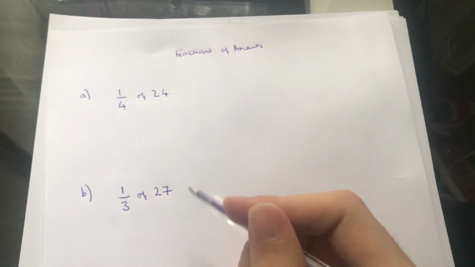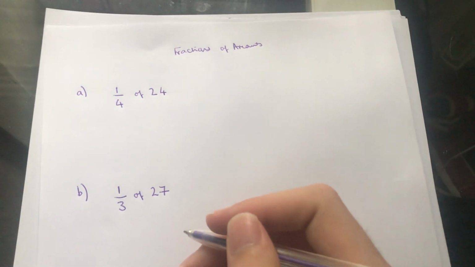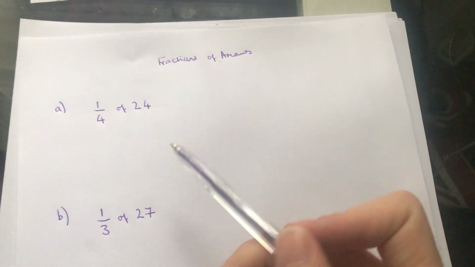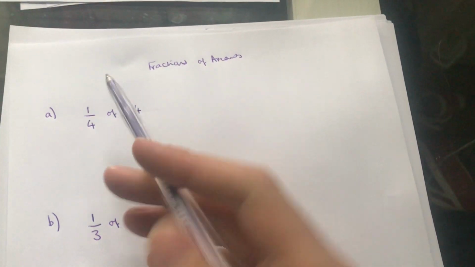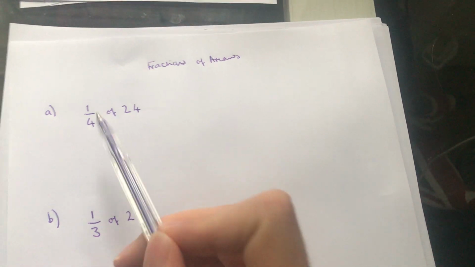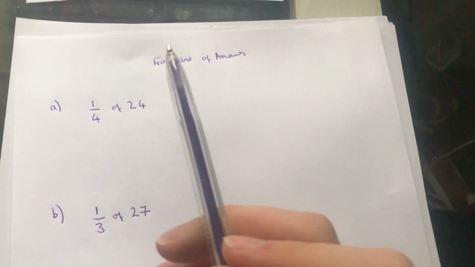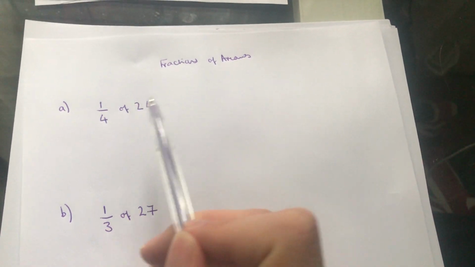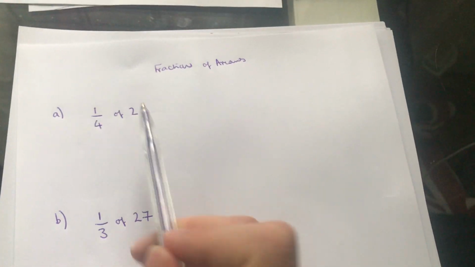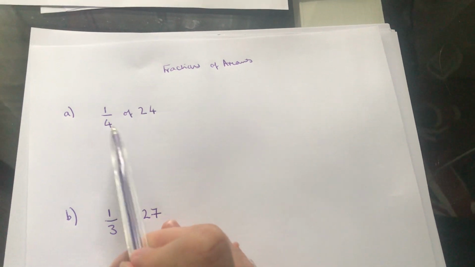Hello everyone, we're going to be doing fractions of amounts today. So, what are fractions of amounts? Well, this "of" here is basically just the same as multiplying. And there's a rule we have, so this is basically 1/4 multiplied by 24. And we have a rule for fractions of amounts.